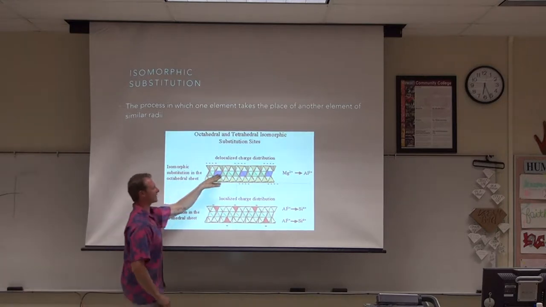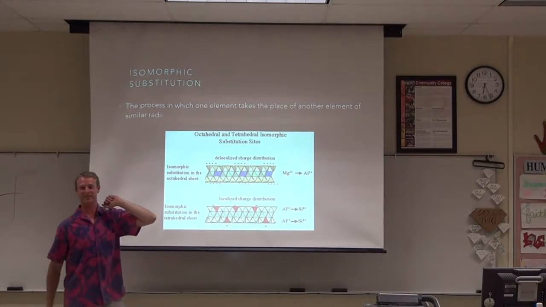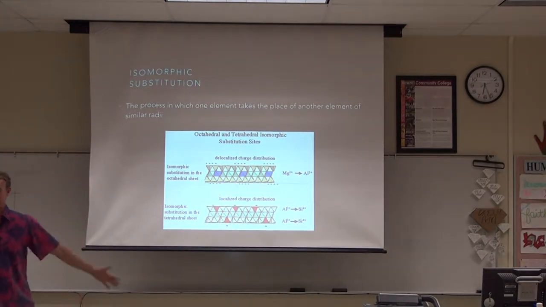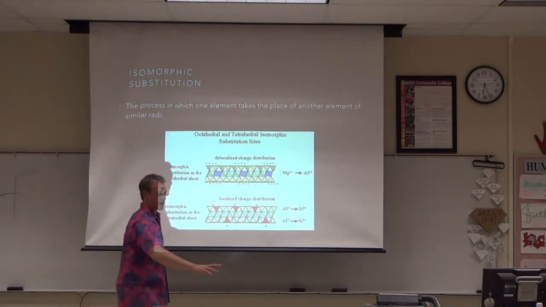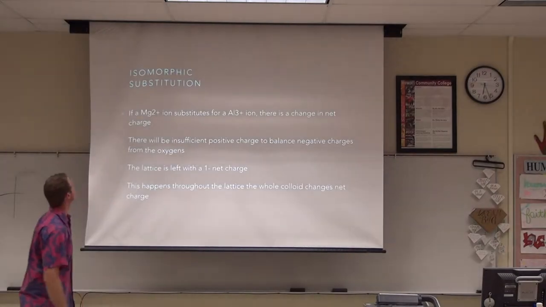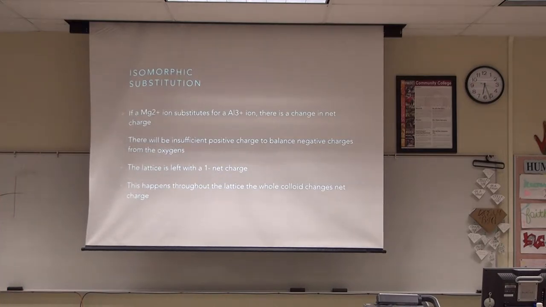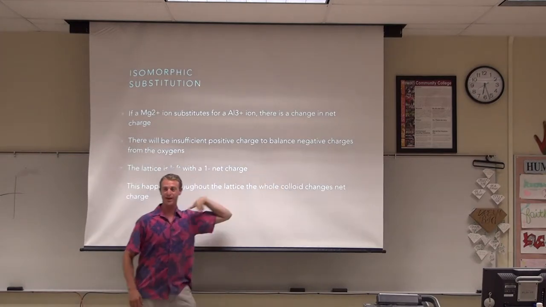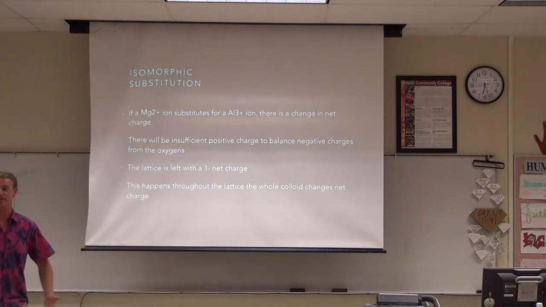Okay, so we all know that magnesium originally starts off there, and then because aluminum is a 3+ ion, it can come on and kick off the 2+ guy. Right? These are facts. Well, it also has to have a similar radii, right? If a magnesium 2+ ion substitutes for a 3+ ion, there is a change in the net charge. We'll get to the radii in a second. Just hold that in the back of your mind. But for right now, know that if in that lattice, magnesium's there, and then all of a sudden aluminum comes in, what happens to the charge?